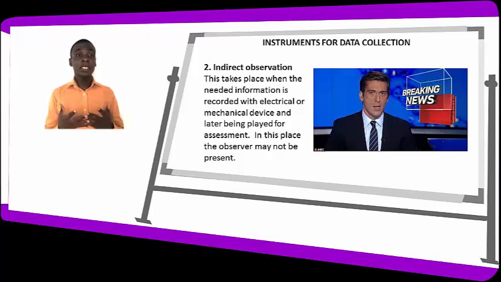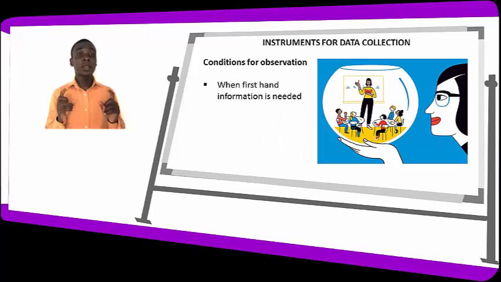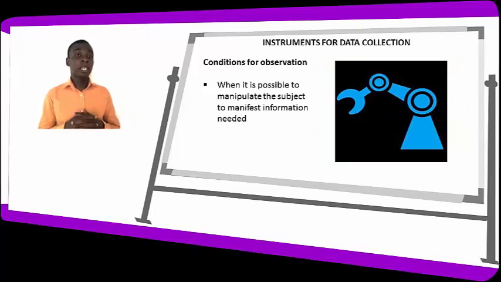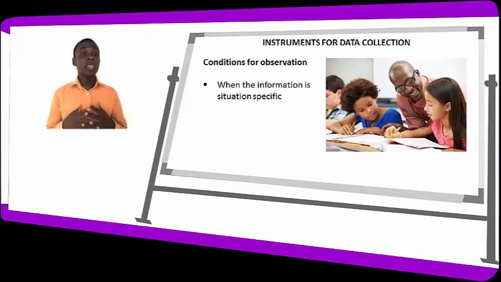So there are some conditions for observing. Number one condition for observing is when first-hand information is needed. Before you say you want to use observation, you would know that first-hand information is needed here. We don't need falsified information. So that is when you can use observation. Number two, when it is possible to manipulate the subject to manifest the information needed. So you use observation when you know that the information could be easily manipulated. And number three, when the information is situation specific. So there are some conditions by which you should use observation, not just any other instrument for data collection, but observation.